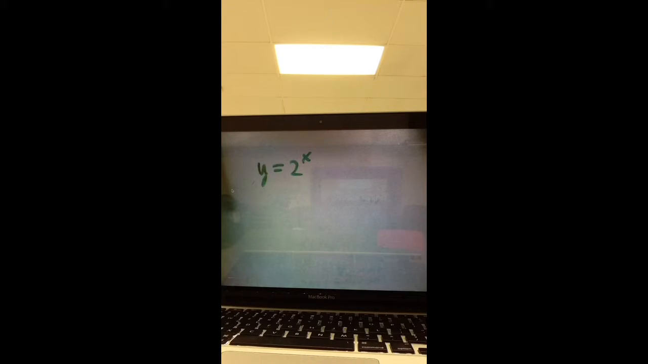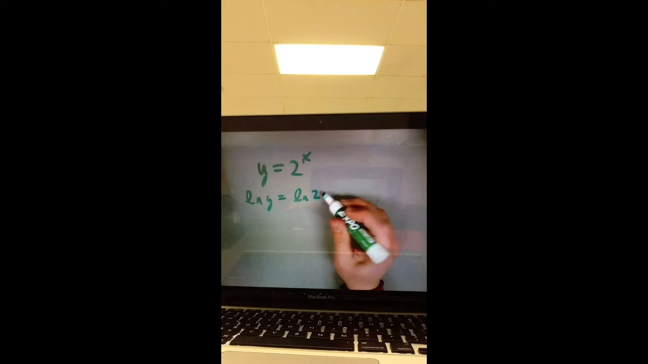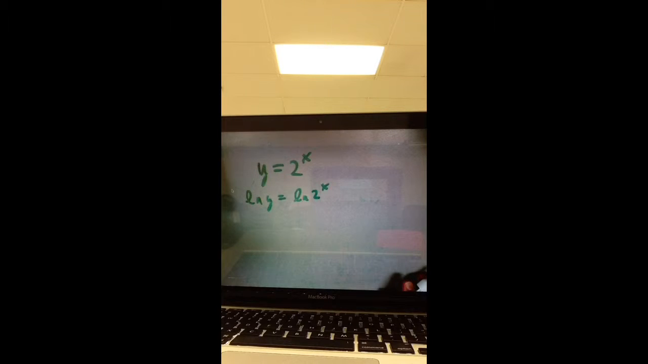Remember, e to the x was its own derivative. Now, the best thing I know to do right here, as far as this is concerned, I'm going to take the natural log of both sides, okay? So I'm going to say the natural log of y equals the natural log of 2 to the x power. That's not calculus, that's just algebra. Therefore, the natural log of y would equal x times the natural log of 2. Are y'all good with that?